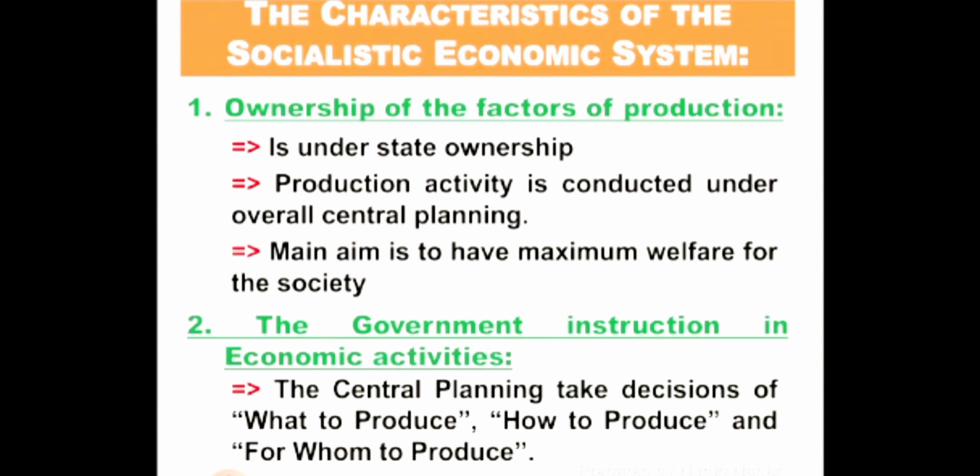Number 2, the government instruction in economic activities. The government or the central planning takes each kind of decision about production, like the basic economic problems: what to produce, how to produce, and for whom to produce. Any kind of decision will be made by the central planning or the government about the production system in a socialistic economic system country.